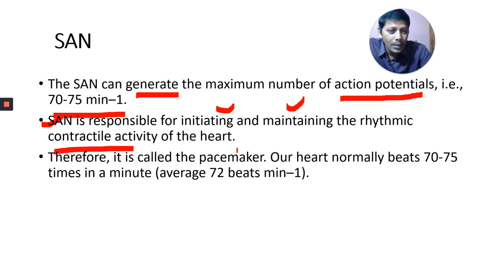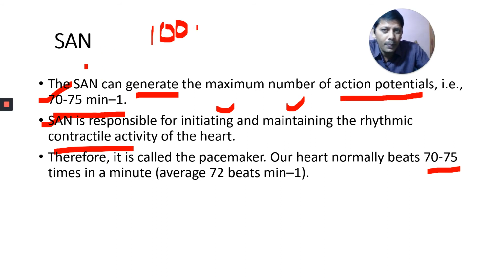Our heart nearly beats 70 to 75 times in a minute, on average 72 times per minute. This heart can beat 70 to 75 times because the SAN is giving action potential signals 70 to 75 times. For example, if it gives 100 action potentials per minute, our heartbeat increases to 100. That means it is mainly initiating and maintaining the rhythmic contractile activity of the heart.